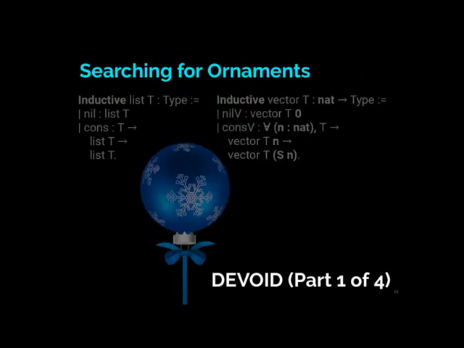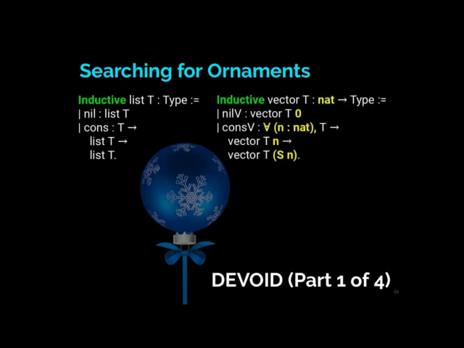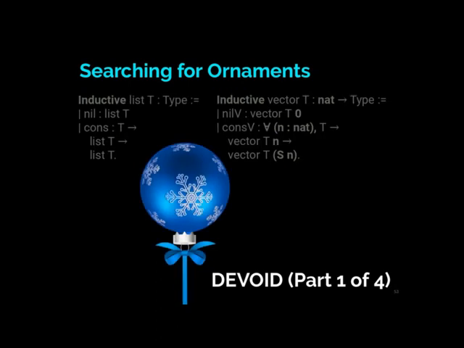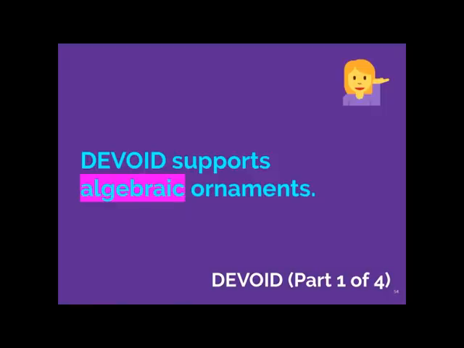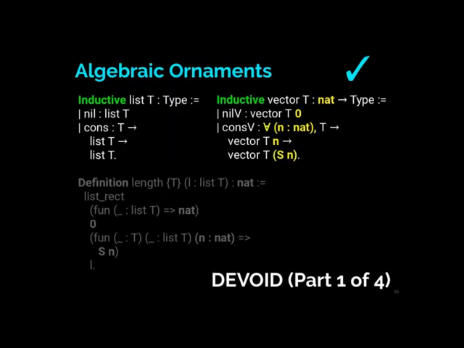We search for ornaments. So we say, given two types that already exist, like a list and a vector, how can we automatically identify this ornament? How can we search for this, and then use the ornament to port functions and proofs between these types? And we focus on a particular kind of ornament called algebraic ornaments. These ornaments have an additional property, besides just having the same inductive structure. That property is that the new type is the old type indexed by a new index, which is determined fully and uniquely by a fold over the old type.